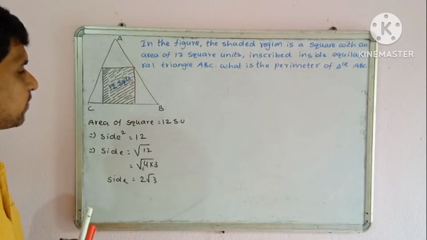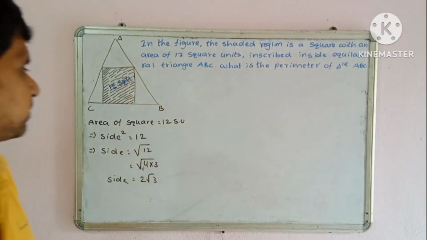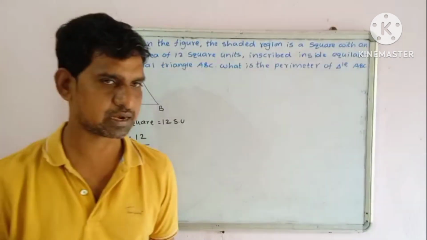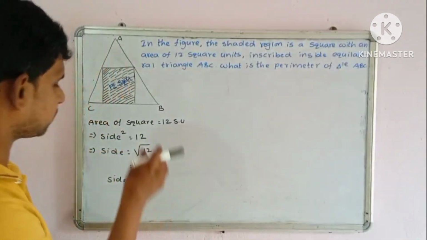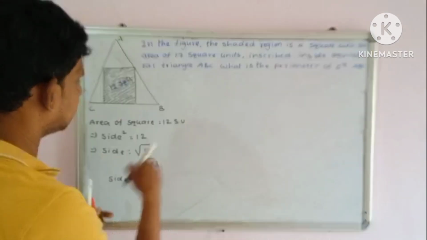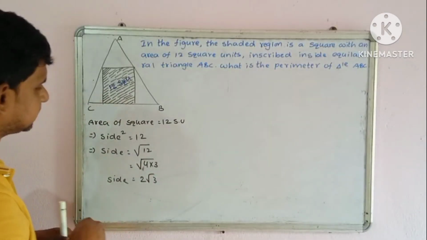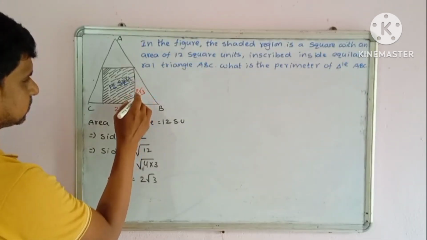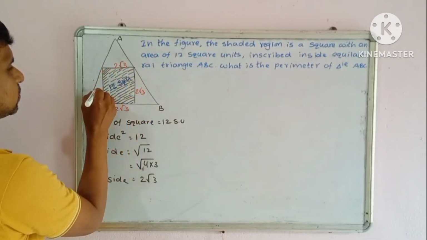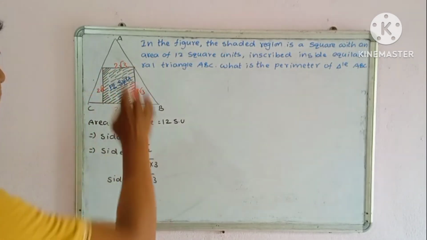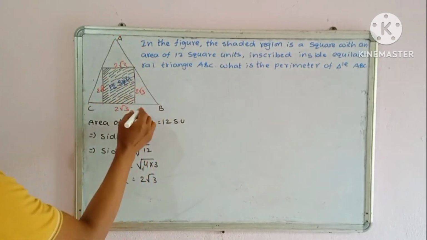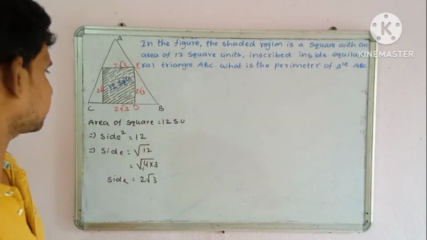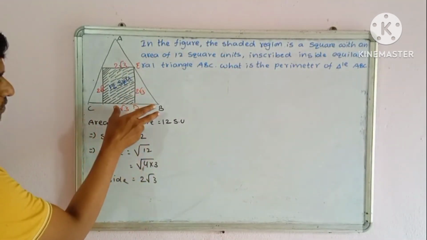Now we will find the perimeter of the triangle. This is an equilateral triangle, and the perimeter of an equilateral triangle is 3 times the side. First, we will find the side of the equilateral triangle. The side of the square is given as 2 root 3. This is also 2 root 3, since all sides are equal in a square. Say the points are D and E. Now first find the value of BC.